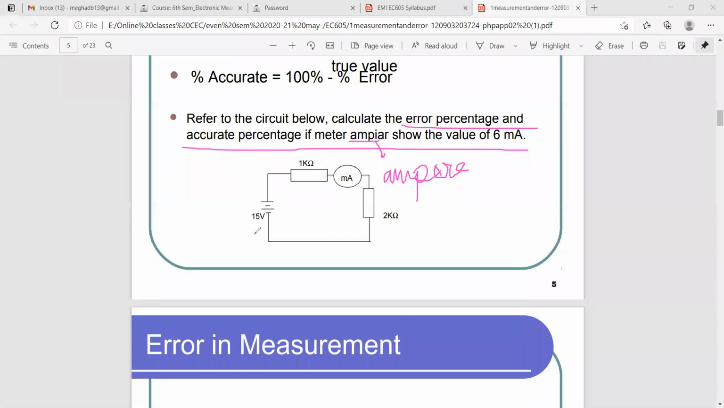So what is here? A supply. A supply is given of 15 volt. And here loads are connected. One is 1 kilo ohm, another is 2 kilo ohm, with a milliammeter.